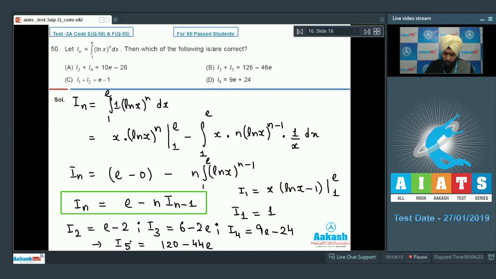I2 plus I4. So I2 plus I4 will be 10e minus 26. Correct. I3 plus I5 will be 126 minus 46e. Correct. I1 plus I2. So I1 plus I2 will be e minus 1. Again correct. I4 is 9e minus 24, so this option is wrong. Final answer, that is ABC as the correct option. So once you deduce the reduction formula, you just have to put the values of n over there and choose the correct options. Okay. Let us move on to question number 51.